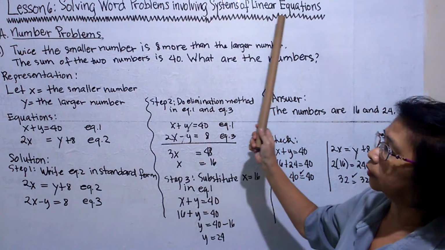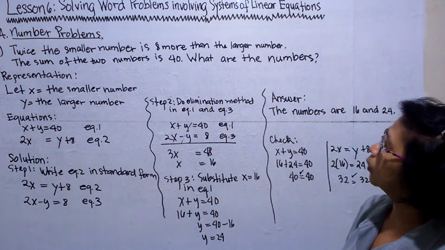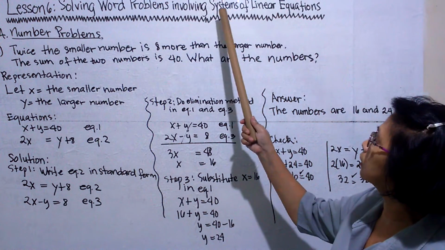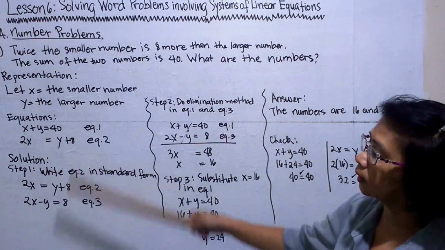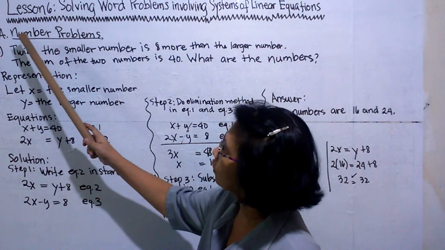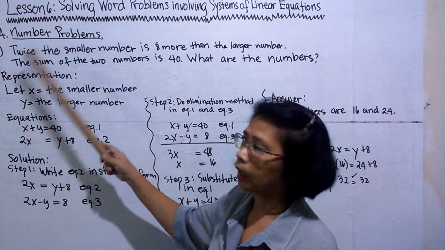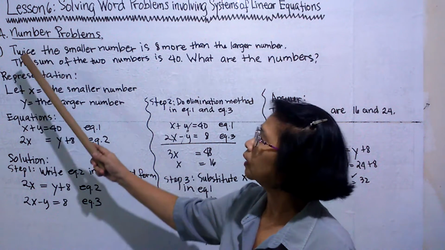Lesson 6, Solving Word Problems Involving Systems of Linear Equations. There are so many sets of word problems that can be solved by using systems of linear equations. The first set that we're going to have here, set A, is about number problems. I have example number 1. Okay, look at the problem.